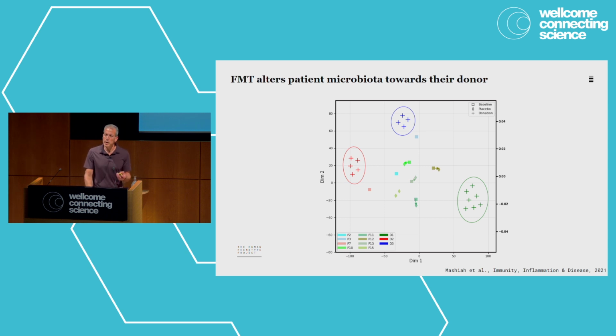But once we begin to give the FMTs, we see that the microbiome of the patient undergoes a major shift and becomes not identical, but very similar, much more similar to the microbiome of his or her donor. And we see this for almost all of the patients. We saw a major change in the microbiome and their microbiome approaching something very similar to their donors, with maybe the exception of this one patient here.